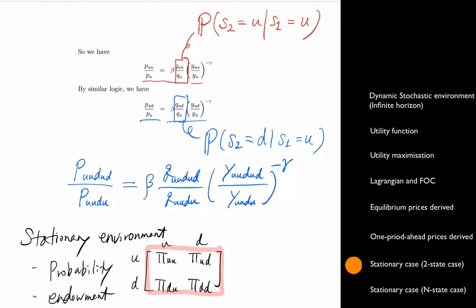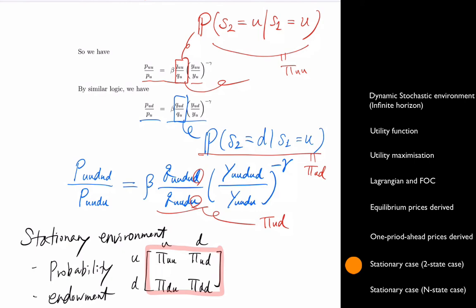Then this probability ratio is simply equal to pi uu. And this conditional probability is also simply equal to pi ud. And this probability is simply equal to, the current state is up, the next state is down, so this is equal to pi ud. So the probability ratios in the one period ahead state prices become very simple.